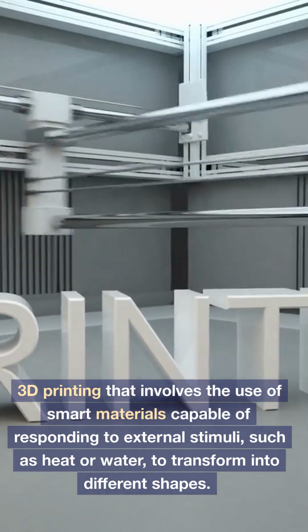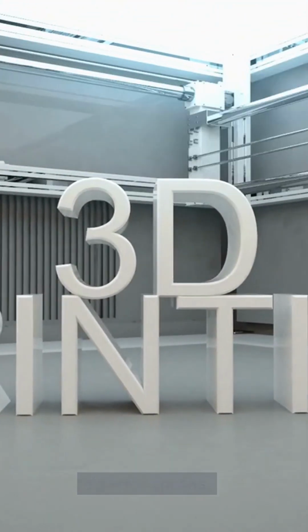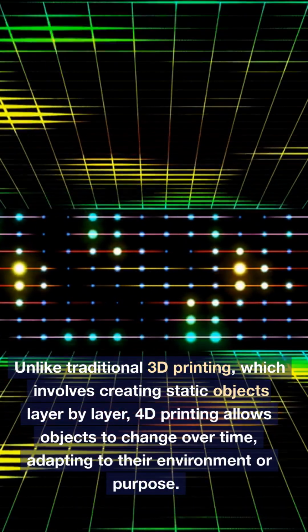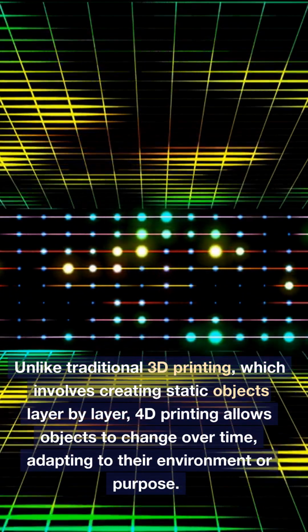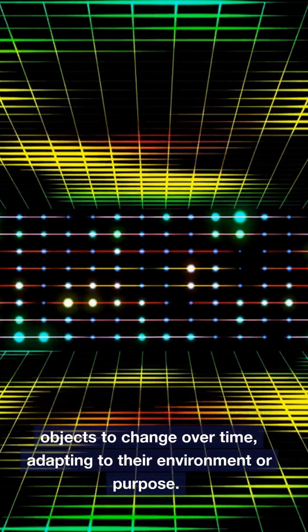4D printing is an advanced form of 3D printing that involves the use of smart materials capable of responding to external stimuli, such as heat or water, to transform into different shapes. Unlike traditional 3D printing, which involves creating static objects layer by layer, 4D printing allows objects to change over time, adapting to their environment or purpose.